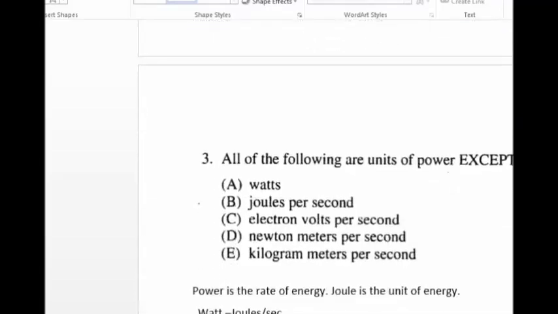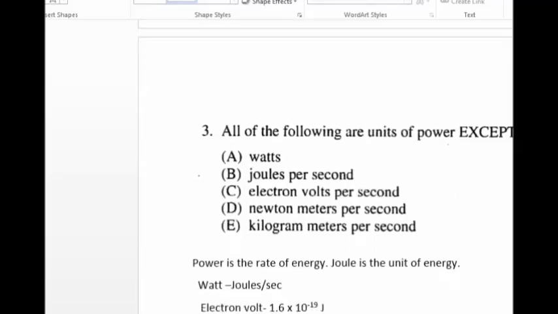Third question is, all of the following are units of power except. So what is power? Power is the rate of energy, that is energy per unit time. So unit of energy is joule, and per unit time, seconds, joules per second is a unit of power. Now watt is nothing but joules per second.